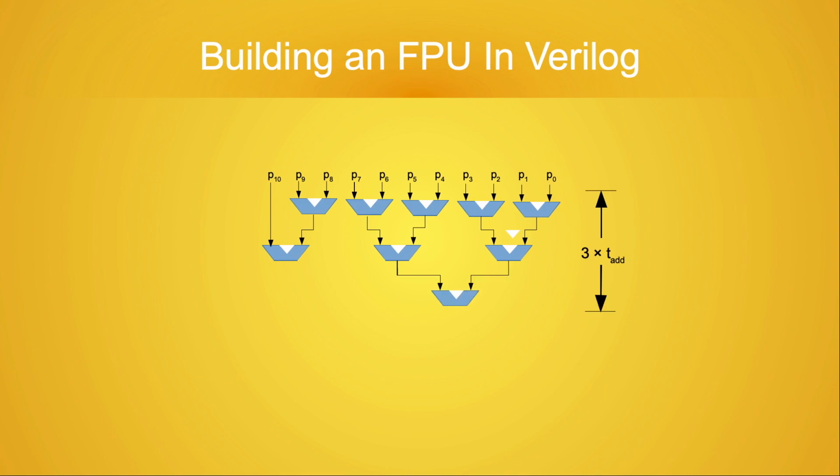Our next stage takes an additional t sub add time, as does our final stage. This reduces the time needed to perform 10 additions to a total of 4 times t sub add. That is, we can expect that adding the partial products in parallel takes about 60% less time compared with adding them sequentially. Of course, we'll have to confirm these numbers when we actually program an FPGA, but things are looking good. What else can we do to improve performance?